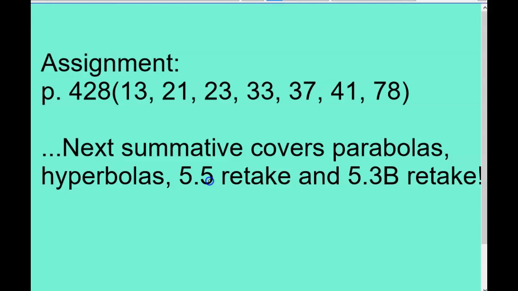All right, so this is the assignment. The next summative covers parabolas and hyperbolas, which we're going to learn Monday and Tuesday. It's also going to have the 5.5 retake and the 5.3b retake.